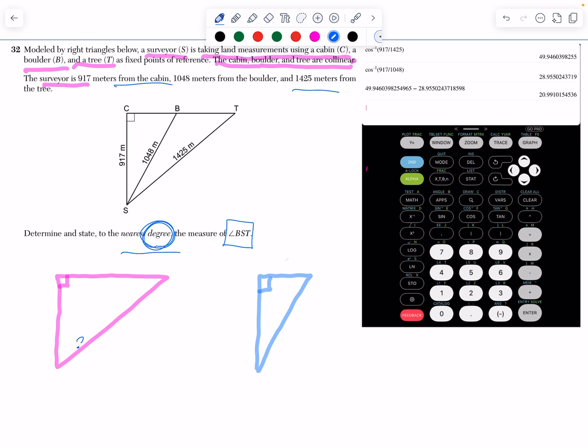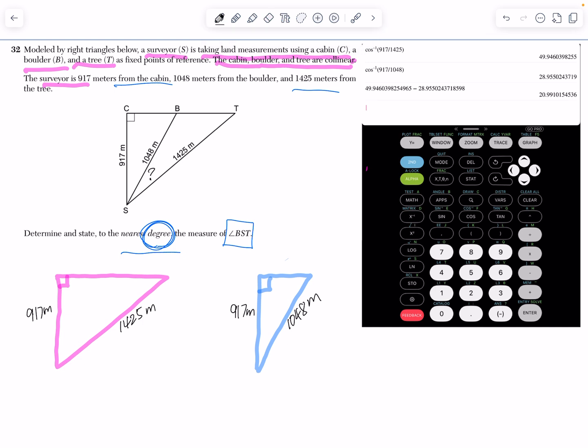So now let's plug in all the information. In the big one, we had 917 meters, and even on the small one, we had 917 meters. In the big right triangle, we had 1,425 meters, and in the small right triangle, we had 1,048 meters. So using these two right triangles, we're going to solve for the question mark, which was actually right here.